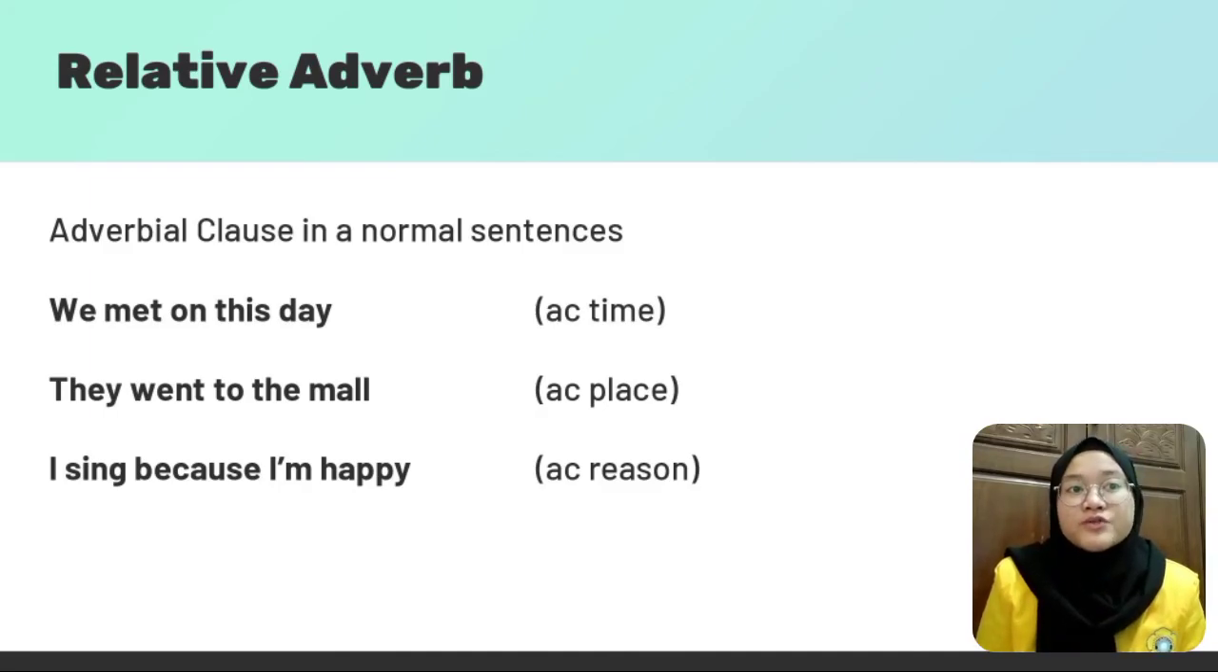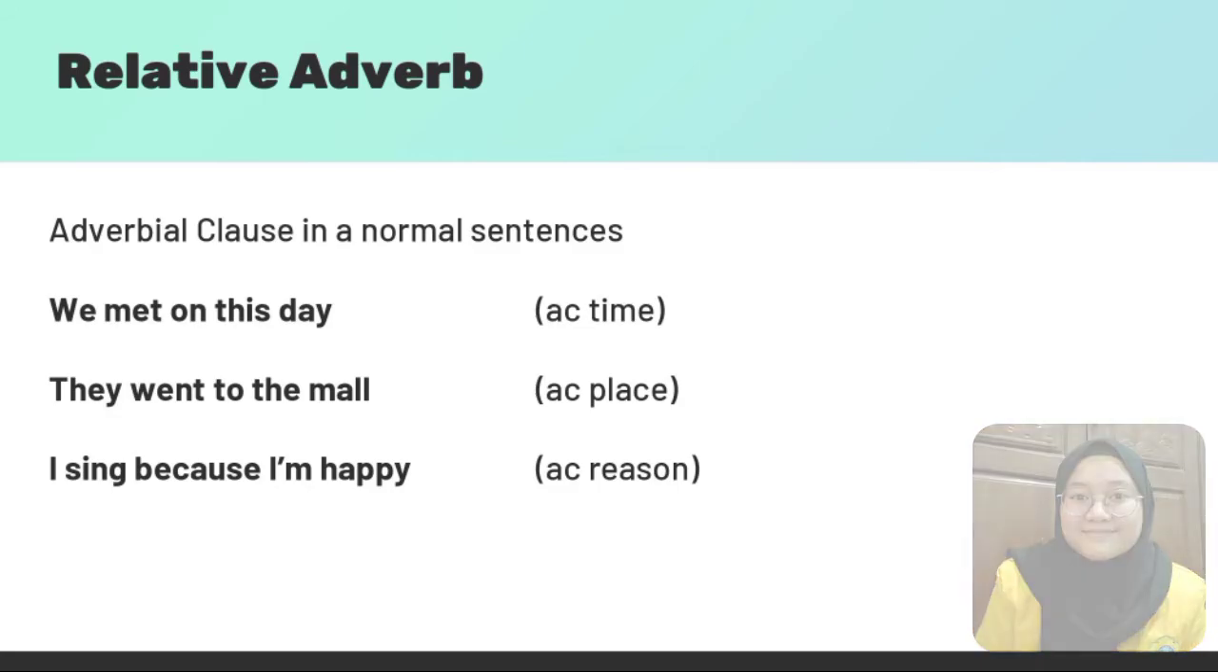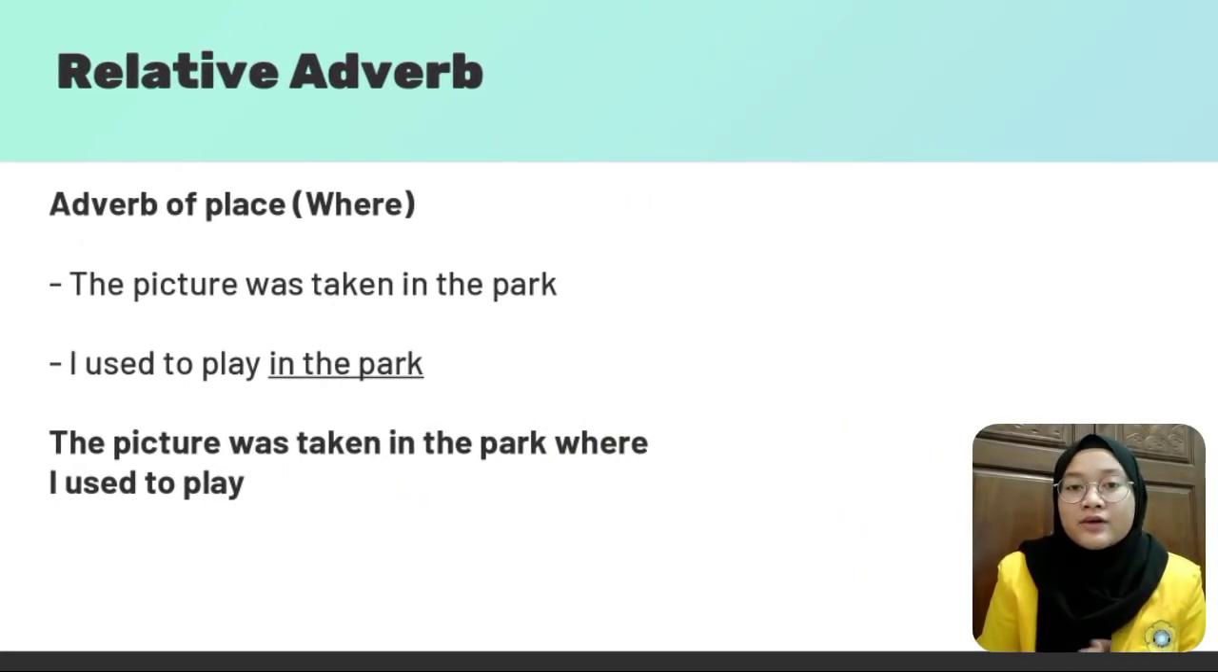So, if we want to replace this adverbial clause to form a relative clause, then we will use the W word when, where, and why to replace them and form the relative clause. And now, take a look at these two sentences. First, the picture was taken in the park, and second, I used to play in the park. Now, let's make the first sentence the main clause and the second sentence a relative clause.